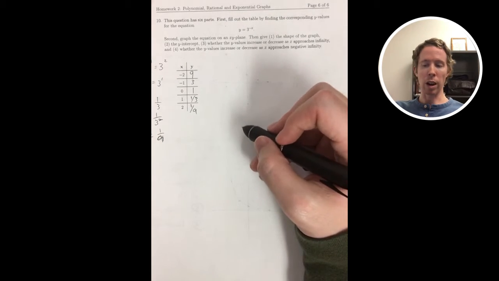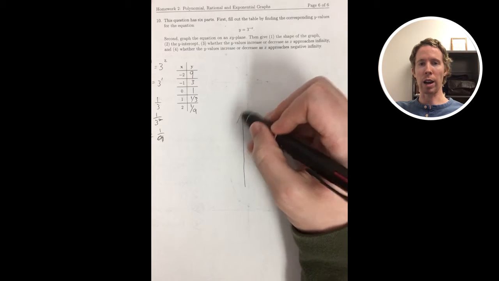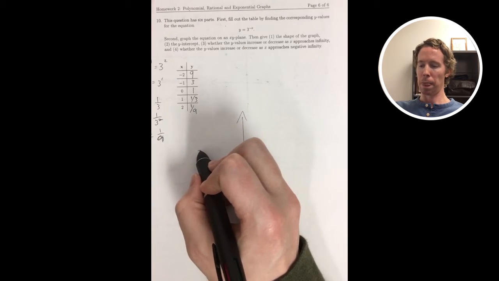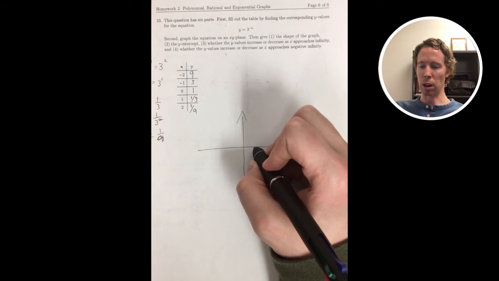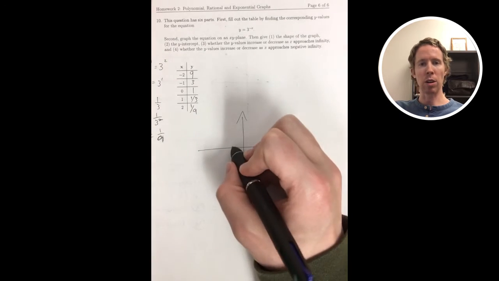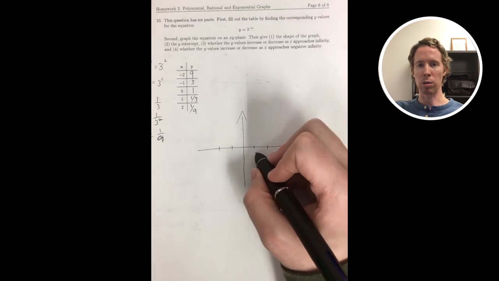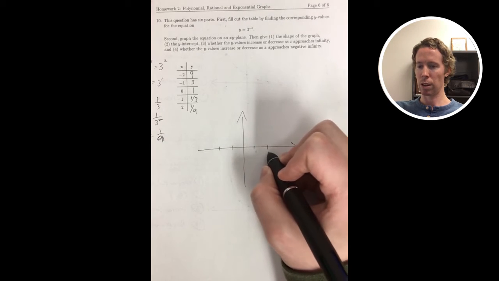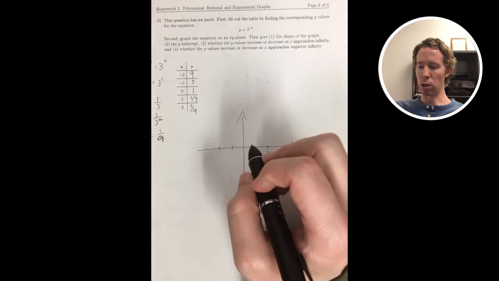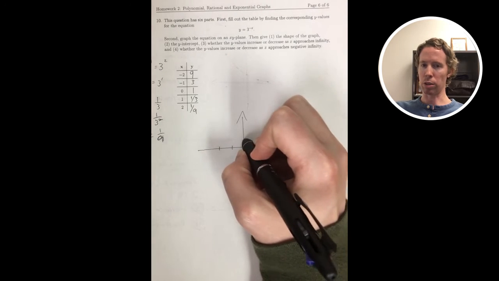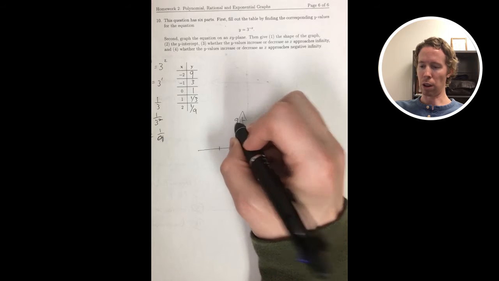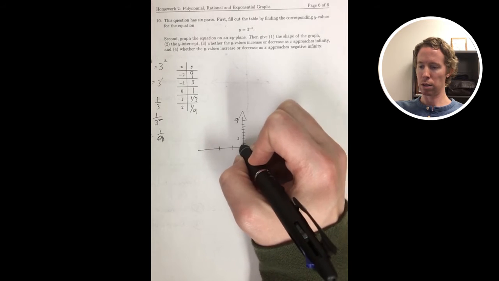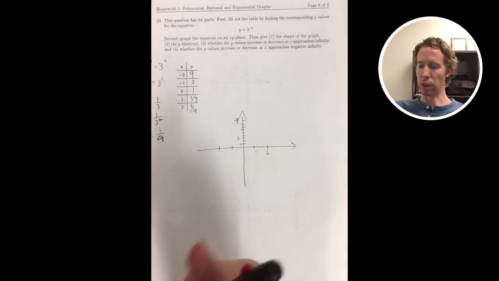As you come from left to right, your y values are starting high and coming low. As they come low to the right, they're getting smaller and smaller. But again, they'll never hit 0 and they'll never go down below 0. So we'll have a horizontal asymptote at y equals 0. Scale the y values up to 9. X values from -2 to 2.